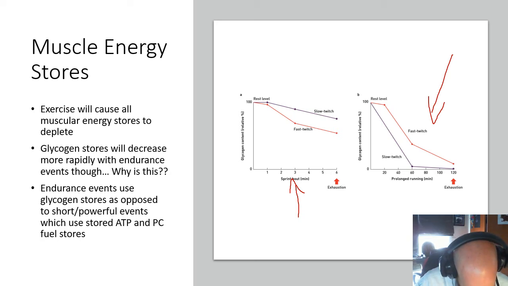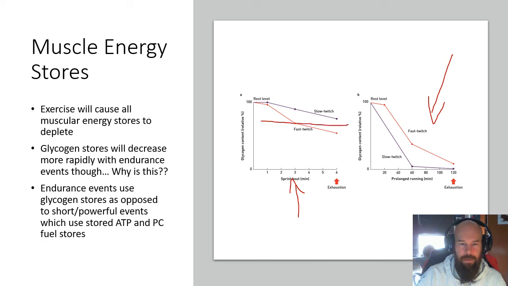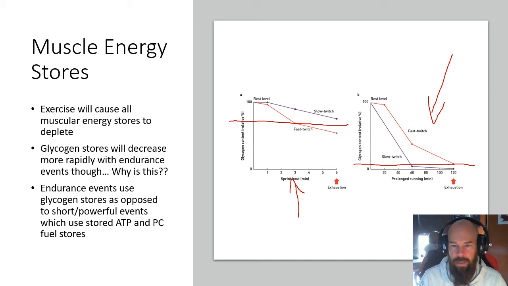No, they still have, I don't know, let's say 75, maybe 80% of their stores. Then if you look at the prolonged running, they might have maybe 5, maybe 10% if they're lucky, even less, depending on the muscle fiber type.